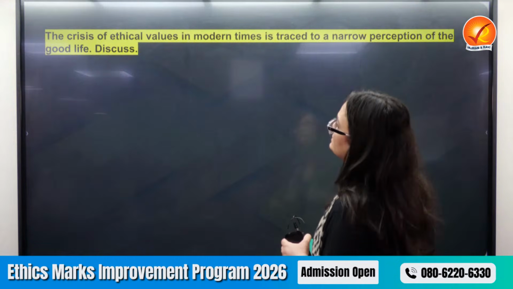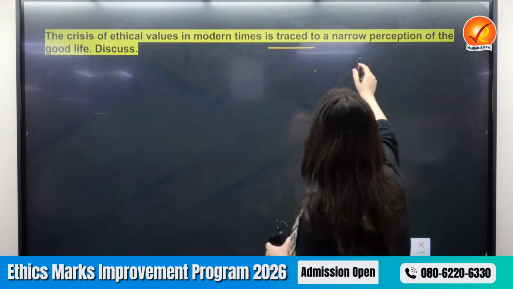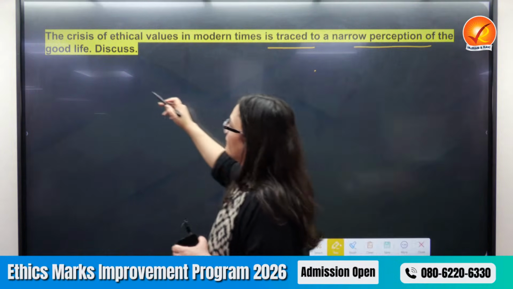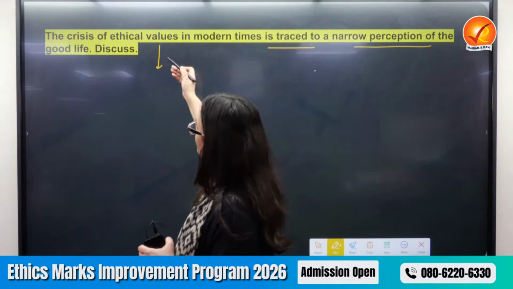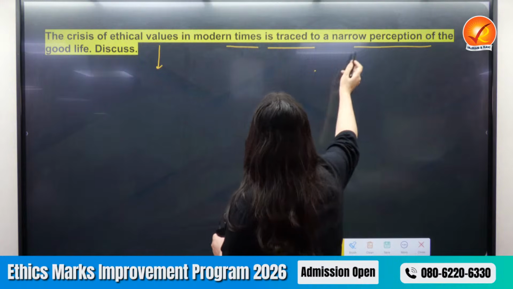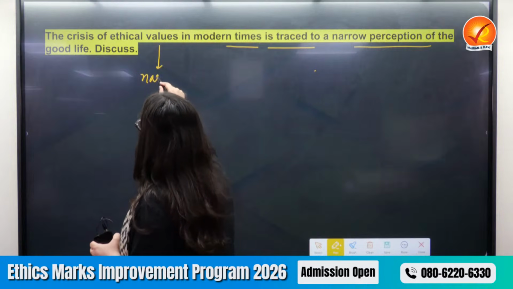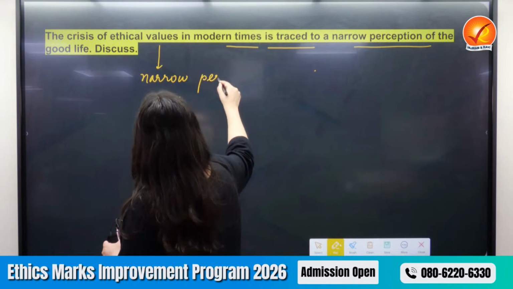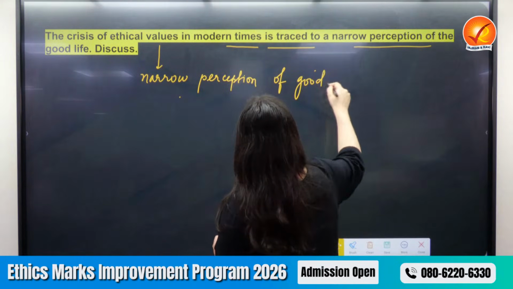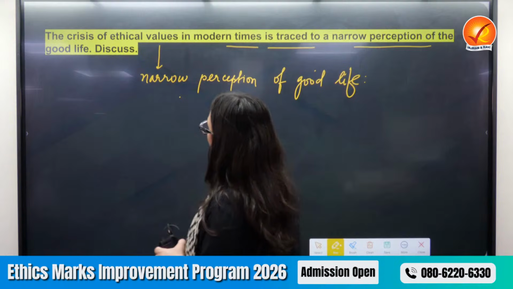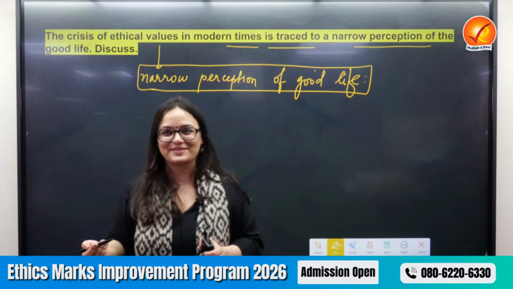Then let us discuss how to brainstorm this question. The crisis of ethical values in modern times is traced to a narrow perception of good life. Now, how do I break down this question to answer it? Narrow perception of good life. If I ask you what is the meaning of good life for you, what will you answer? And don't answer in ethical terms, answer in realistic terms.